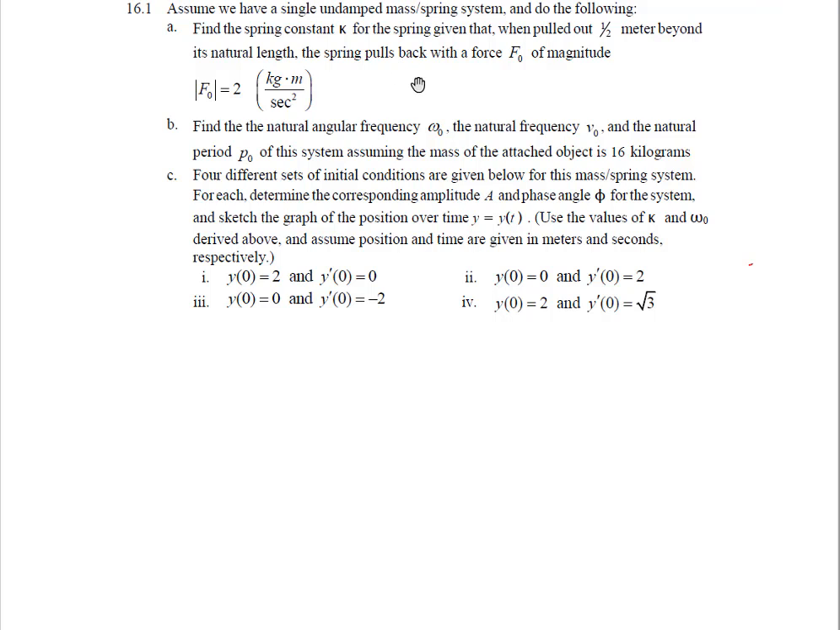So in the first part, we're trying to find the spring constant, and we know that F is equal to kappa times the length. So kappa would be F divided by the length. The force was 2. The length was 1/2. 2 divided by 1/2 would be 4.